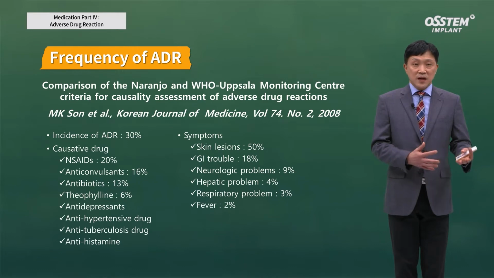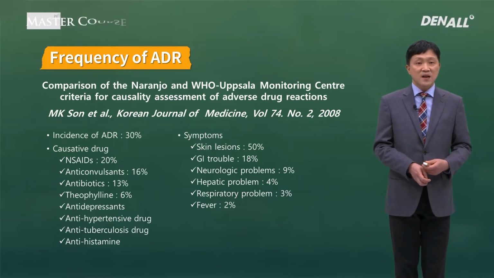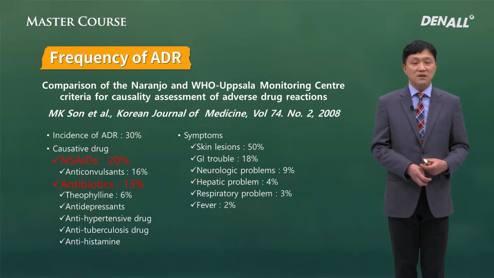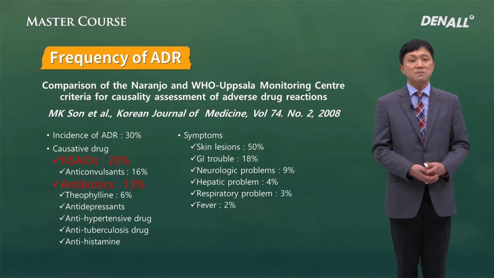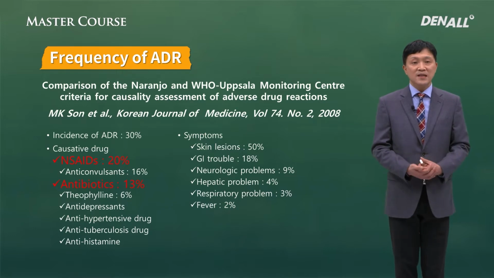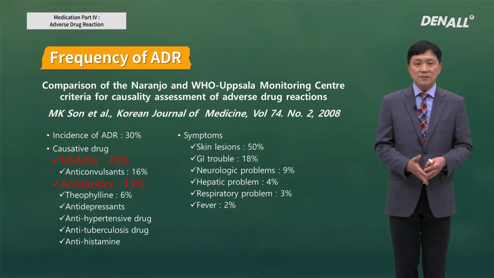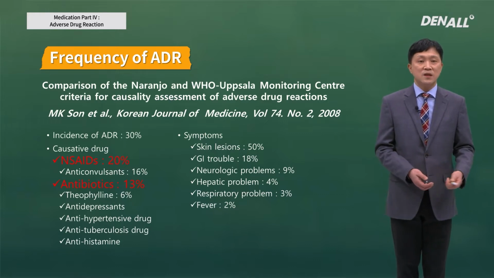Frequency of ADR. NSAID shows the highest frequency. As you can see here, in overseas countries also, the highest frequency is observed from NSAIDs, antibiotics, and anticonvulsants. 20% of ADRs are from NSAIDs and 13% from antibiotics. Symptoms. The most frequent symptom is skin lesions, followed by GI trouble.